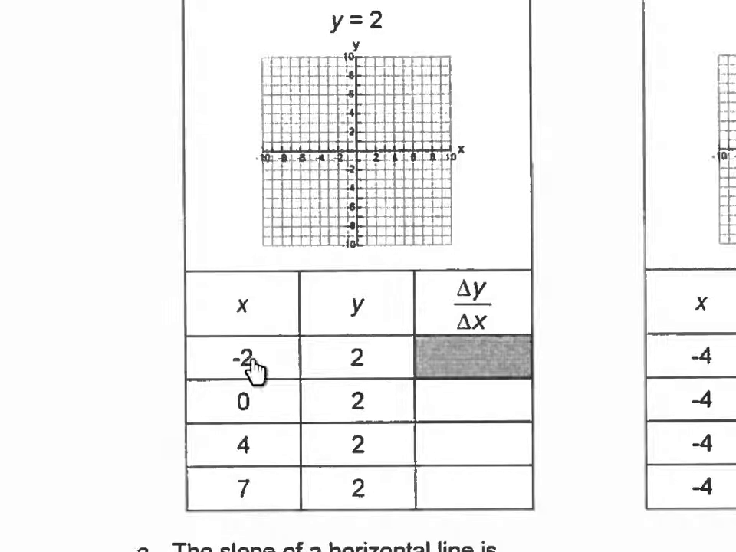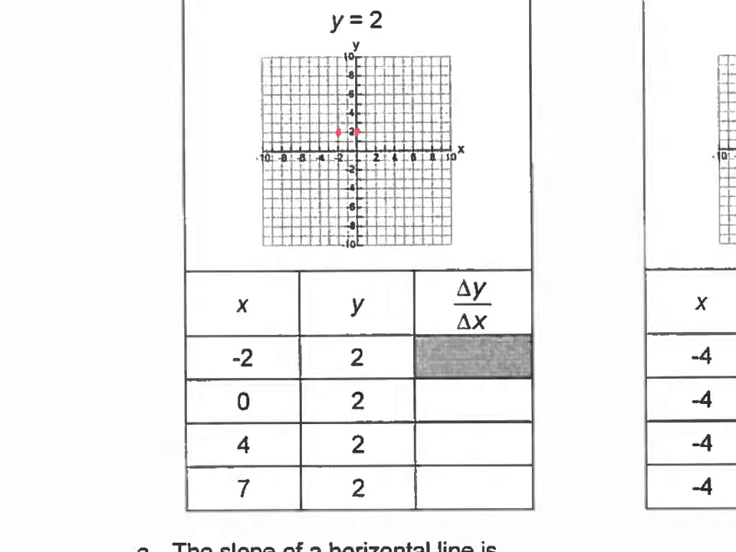They say when x is negative 2, y is 2. When x is 0, y is 2. When x is 4, y is 2, and so forth, right? Everywhere, y equals 2. So let's plot these 4 points on the graph and see what it looks like. Okay, so negative 2, 2. I'm going to do my best to get these on here accurately. Let's try this. All right, negative 2, 2. There's 1 point. 0, 2. Okay, right there.